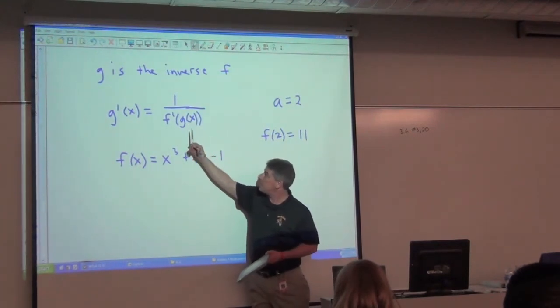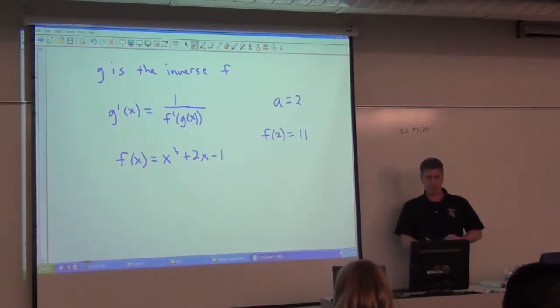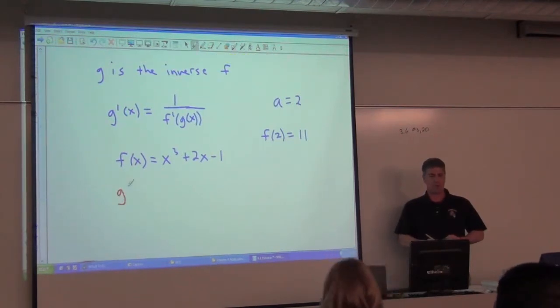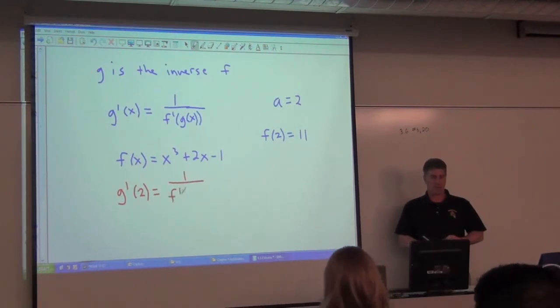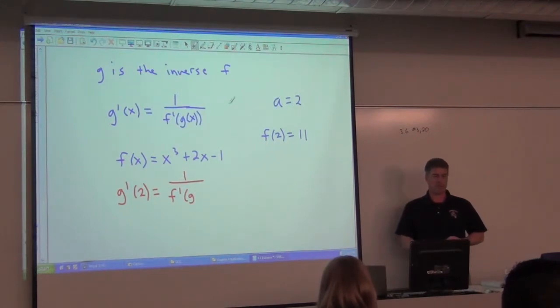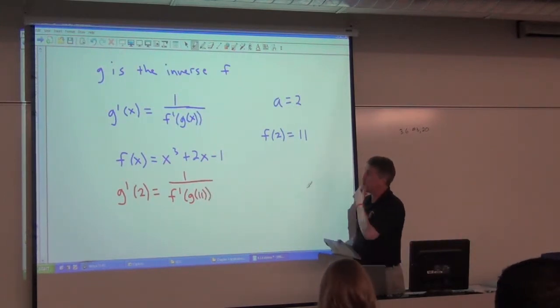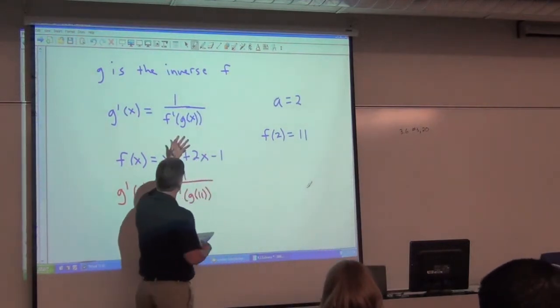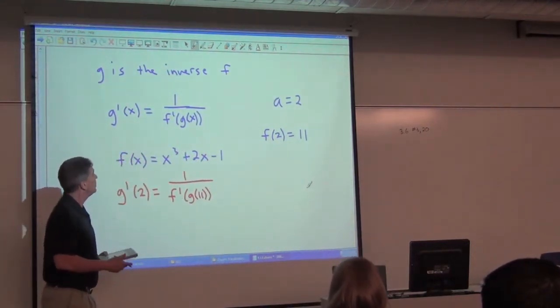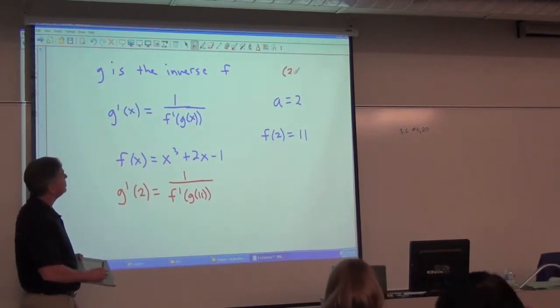What does that mean? We want the derivative of the inverse at 2. So that's going to be 1 over f prime of g of what? If g is the inverse of f, it'd be g of 11. Because the inverse should take 11 and make it 2, right? If you find the inverse, you switch the x's and y's. So if the point (2, 11) is on the function f, then the function g should have a point (11, 2).